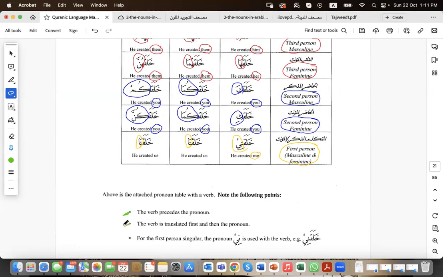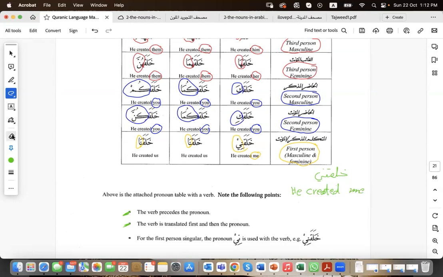Two, the verb is translated first and then the pronoun, and this is opposite to what we have seen with the translation of attached pronouns when they come at the end of a noun. Here the verb comes first. So if I say خلقني, I'm starting with the verb, and in English I have to start with the doer of the verb. So I would say, he created me.